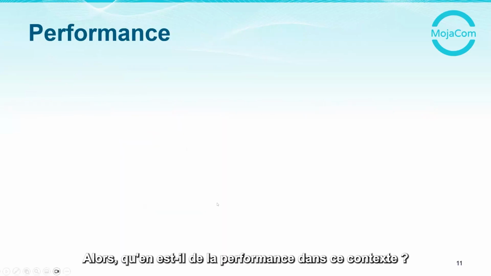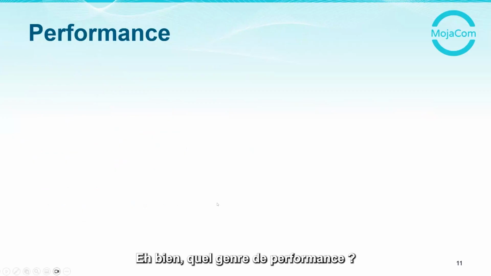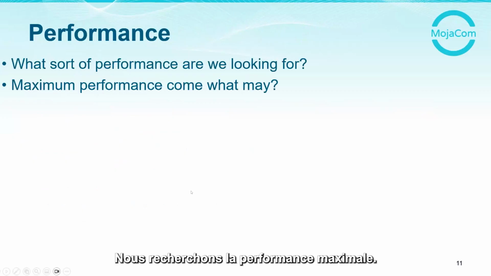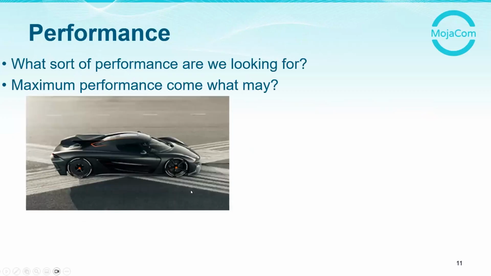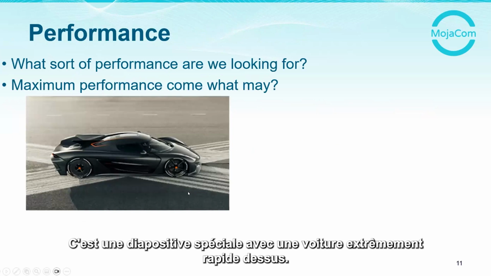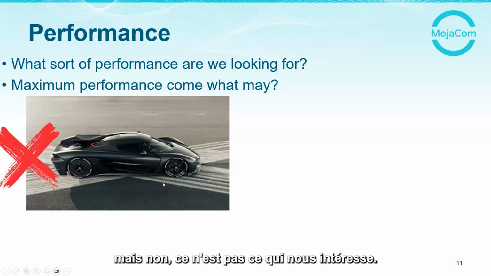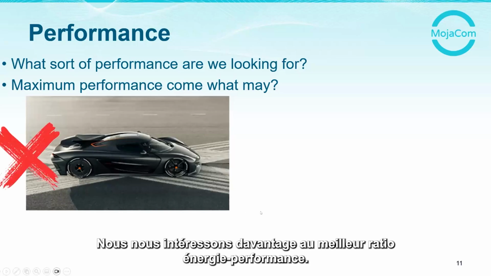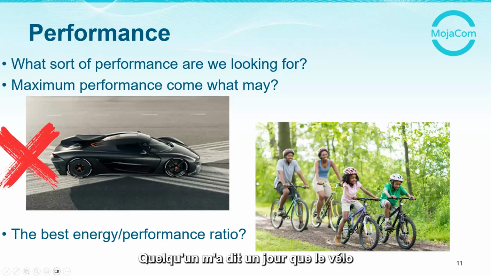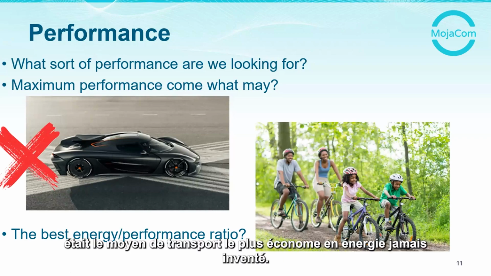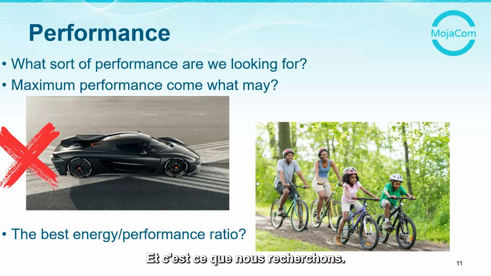So, what about performance then in this context? Well, what sort of performance are we looking for? Maximum performance. This is a special James slide which has an extremely fast car on it. I know he likes those sorts of things. But no, we're not interested in that. We're more interested in the best energy performance ratio. Now, someone told me once that the bicycle was the most energy efficient form of transport ever invented. And that's what we're looking for.